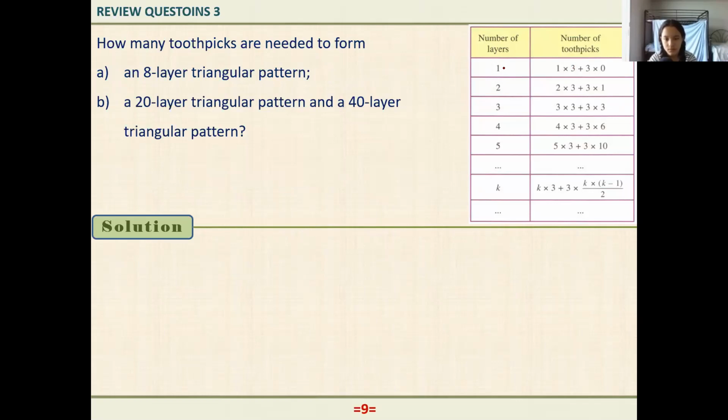That means the first layer we have 3, then second layer, third layer, fourth layer, fifth layer. When you write it down, we have this kind of pattern here. Here we have 1, 2, 3, 4, 5. These numbers are changing, but these numbers 3, 3, 3, 3, 3 are not changing. Here we have 0, 1, 3, 6, 10. These numbers are changing. So here, the kth layer, if you pay attention, is also already given for you.